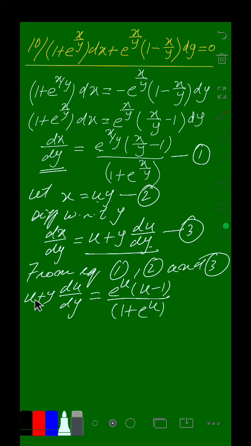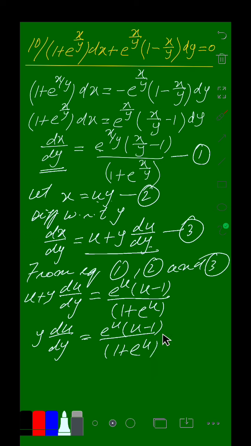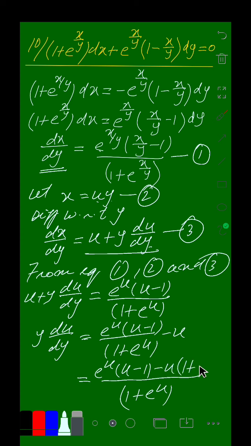Now transposing this u to right hand side, we get y du upon dy is equal to e raised to the power u minus 1 divided by 1 plus e raised to the power u minus u. Taking LCM, 1 plus e raised to the power u. In the numerator we have e raised to the power u minus 1 minus u into 1 plus e raised to the power u.